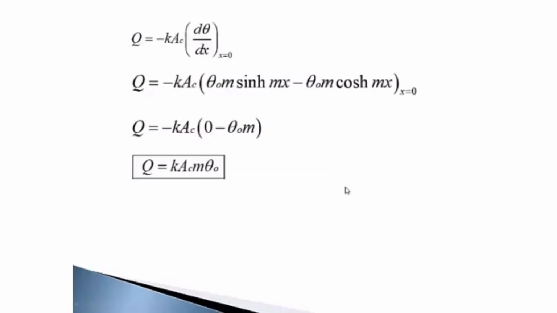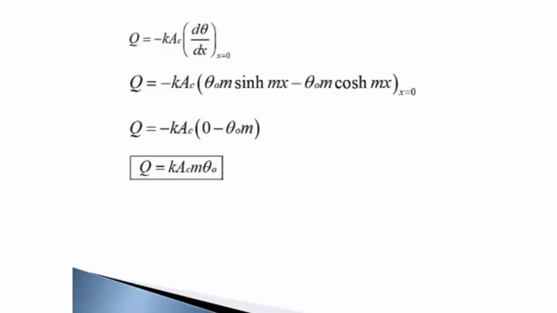So we need to find out the heat flow through the fin. How do you find out the heat flow? You can use Fourier's law of heat conduction. But suppose you take the middle of the fin and find out the heat conducted. That will differ from the heat conducted at the base. Hence, we have to calculate the heat conducted at the base to get the total heat flow through the fin. So Q is equal to minus kAc d theta by dx at x is equal to 0.